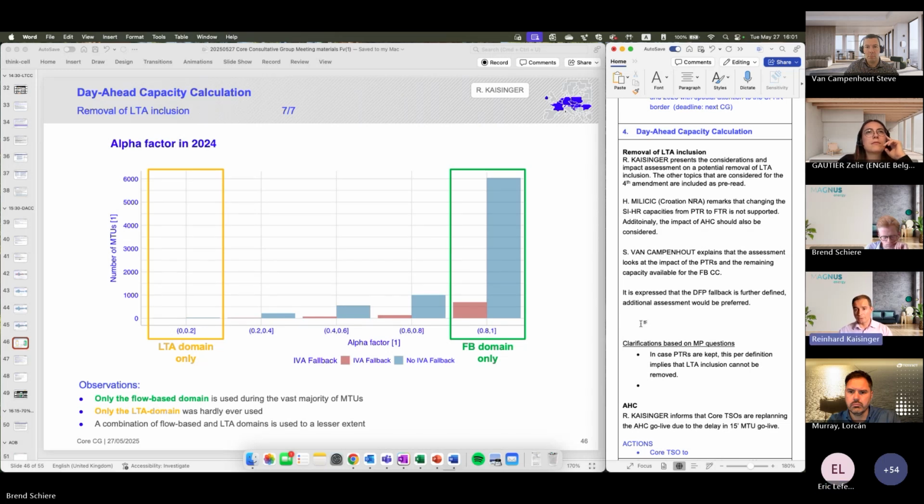Yeah, I think there's no harm in updating those figures with 25 data. Of course, it won't be the whole year yet, but I don't think that's an issue per se.